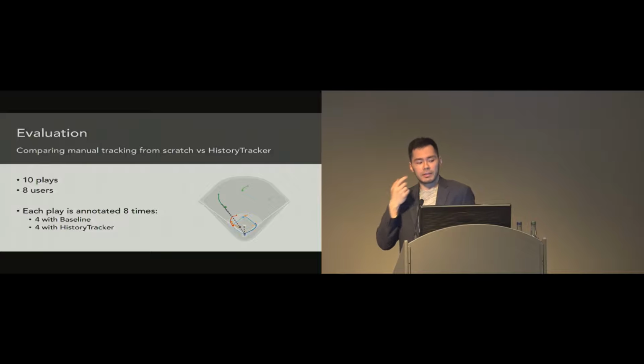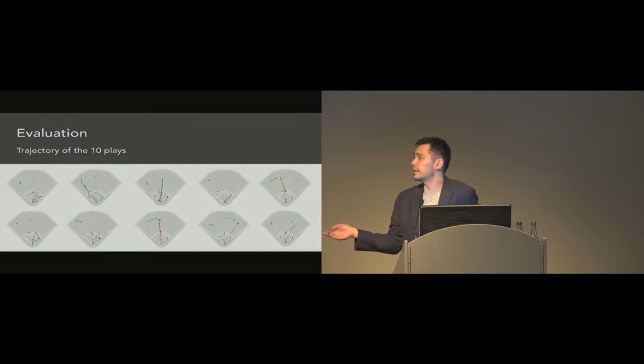The evaluation is made by comparing the manual tracking from scratch with our system, HistoryTracker, and it was done using 10 plays and 8 users. So each play is annotated 8 times, 4 with the baseline annotation and 4 with HistoryTracker. And just to give an idea, this is what the plays look like. You won't have time to look at each play individually, but you can see that the balls move in all directions and there are multiple players on the field. So we try to convey as much as possible of the variability in baseball games.